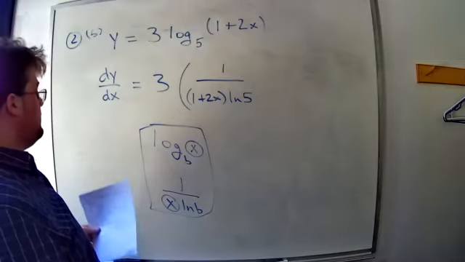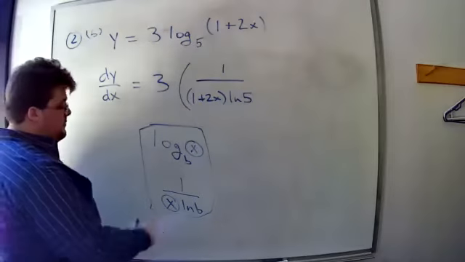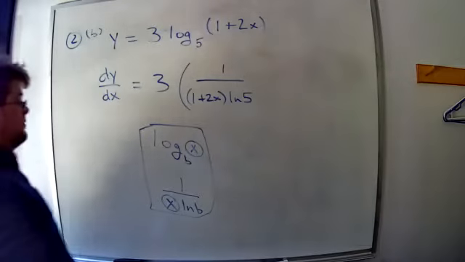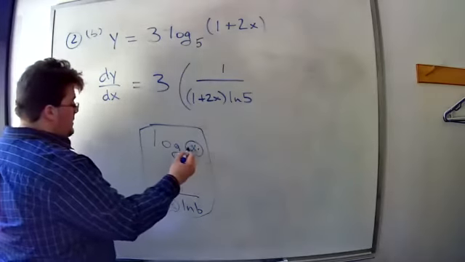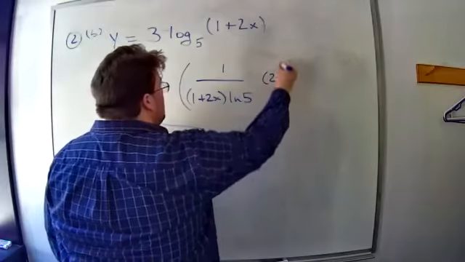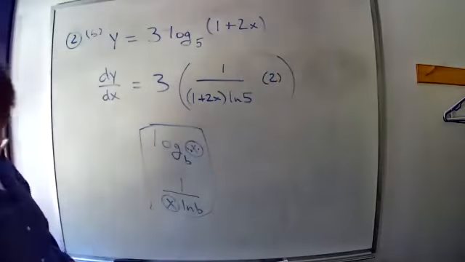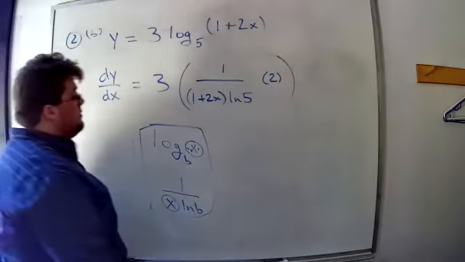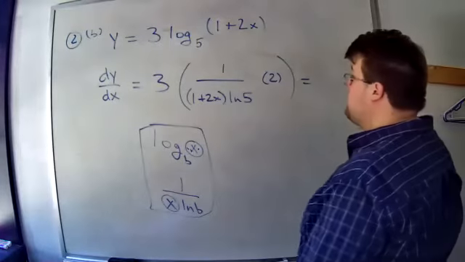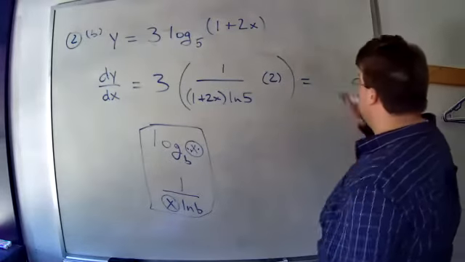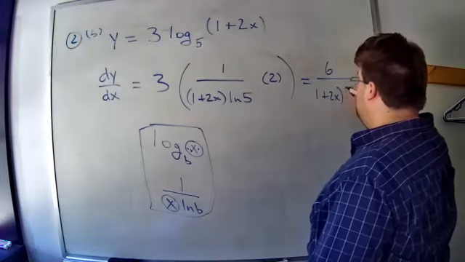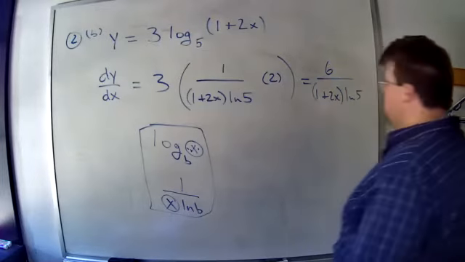Well, I'm just going to finish this one and then adjust it for that answer. So here, if this is more than just an x, we need to multiply by the derivative of whatever this is. In applying the chain rule, derivative of 1 plus 2x is 2. So the derivative of this function, which is not on the worksheet, I'll just write all the numbers together, is 6 over 1 plus 2x times the natural log of 5.